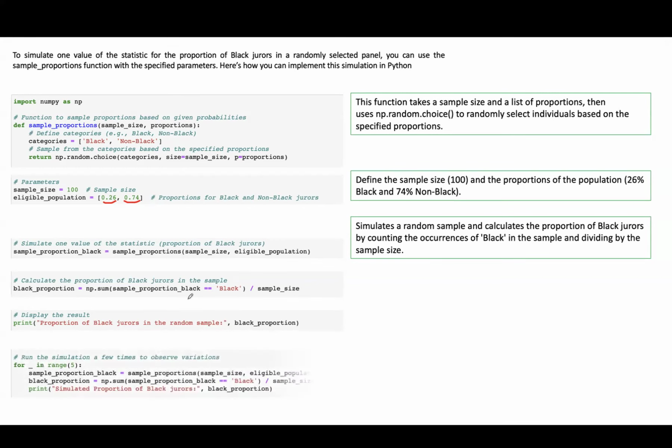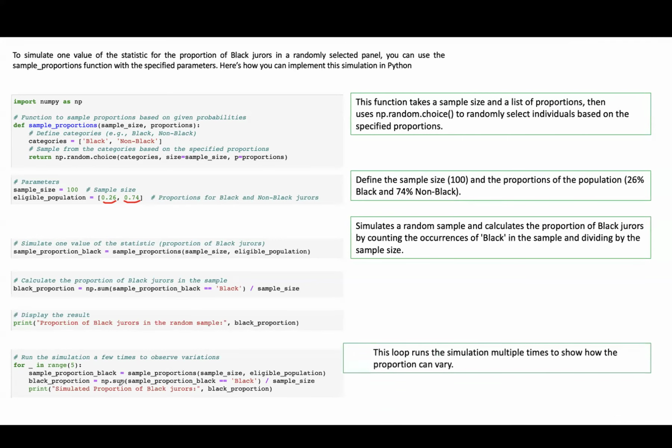Let us run the simulation a few times to observe variations. For _ in range 5, set sample_proportions, the sample size and eligible population, to be sample_proportion_Black, and then add all of those together. This loop runs the simulation multiple times to show how the proportion can vary.